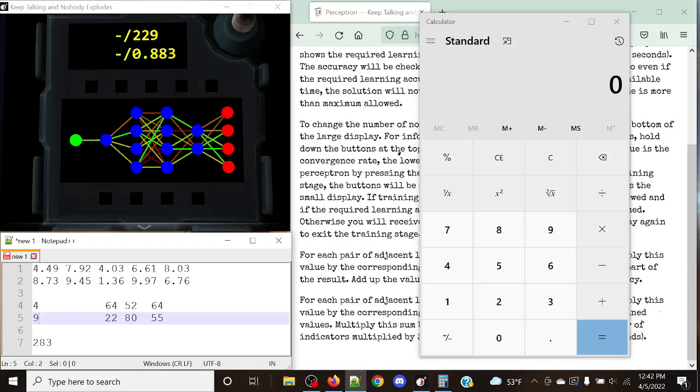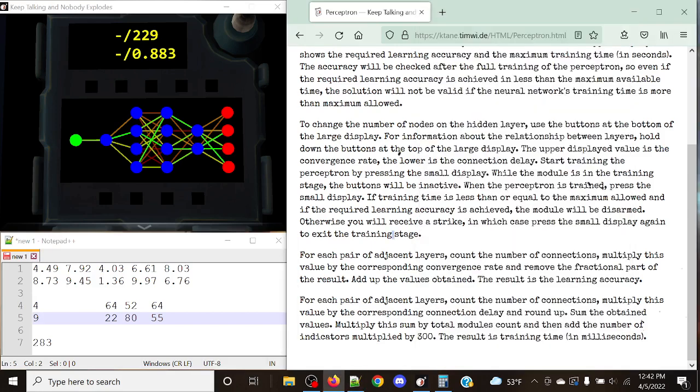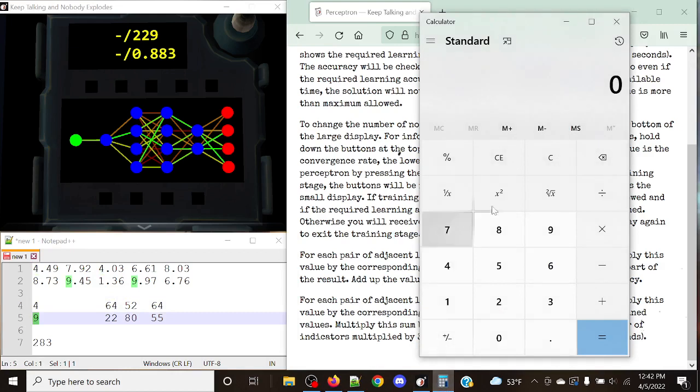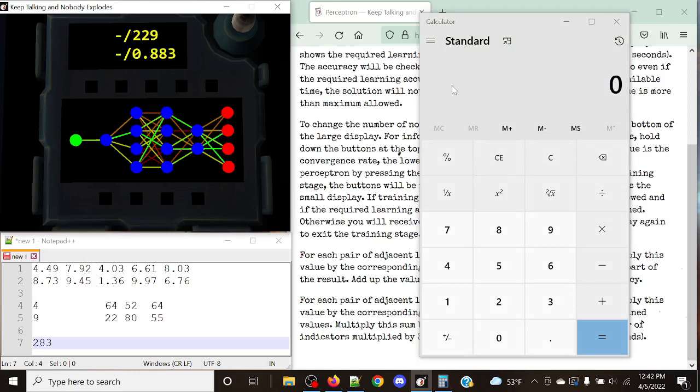And our multiplication, our time. So our learning accuracy and our time is currently adding 4, but we're also adding 9. That's rather quite not good. So now, if we were to do 4 connections for the 7.92 and the 9.45, let's take a look. So 7.92, we're going to multiply this by the 4 connections that we have. In this case, it's going to give me a 31.